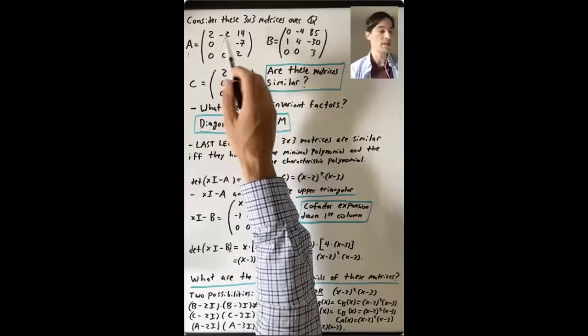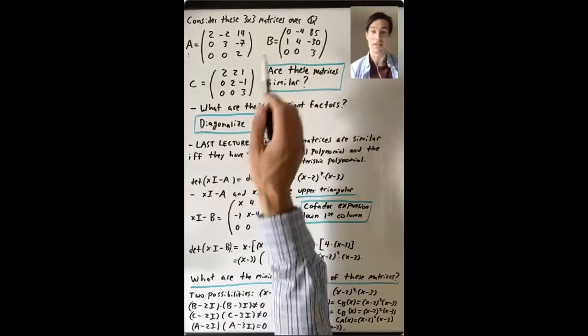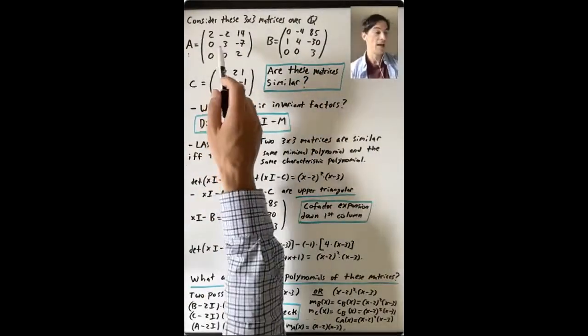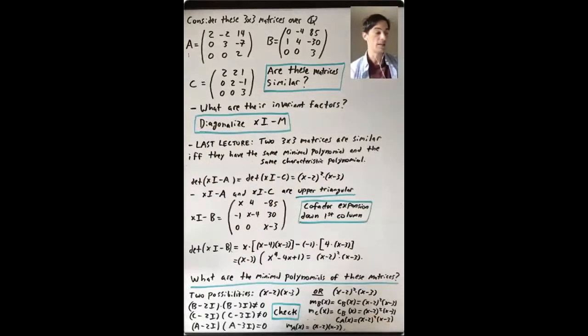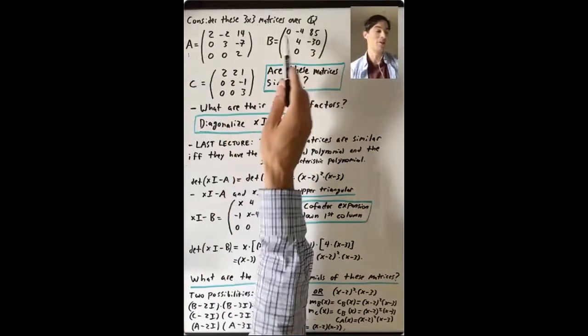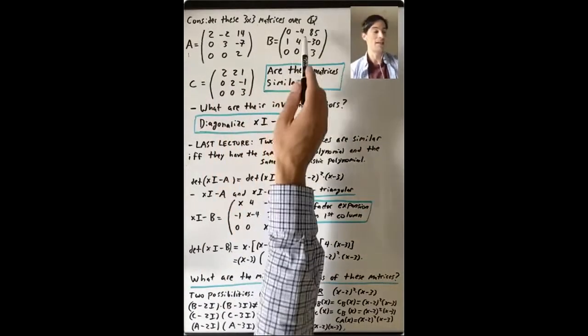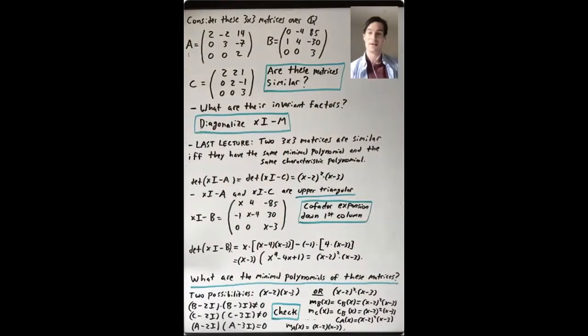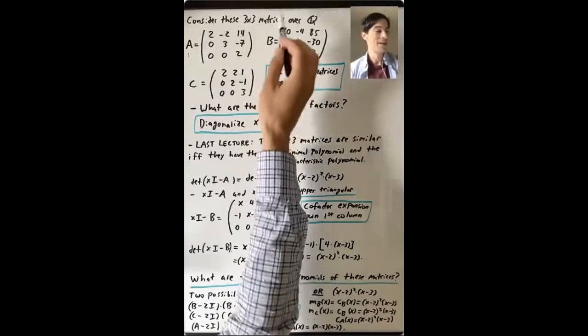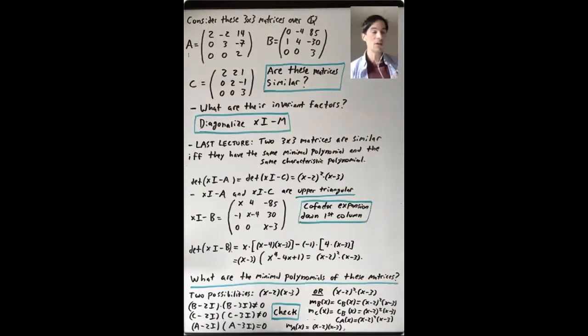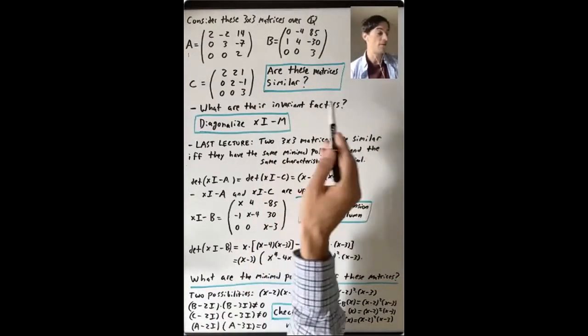So let's consider these three 3x3 matrices with entries in Q, A, B, and C. The question is, are these matrices similar? That is, is A similar to B? Is A similar to C? And is B similar to C? So we know at this point that two matrices with entries in a field are similar if and only if they have the same rational canonical form, which is the same as asking whether they have the same invariant factors.